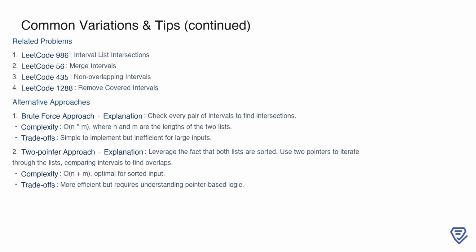Now, in terms of approaches, the brute force method is the simplest to understand. This involves checking every pair of intervals to find overlaps. While straightforward, its O(n*m) complexity makes it inefficient for large inputs. On the other hand, the two-pointer approach is much more efficient, leveraging the fact that the lists are sorted. By iterating through both lists with pointers, you can find intersections in O(n + m) time. However, this method requires a clear understanding of pointer-based logic to avoid mistakes.